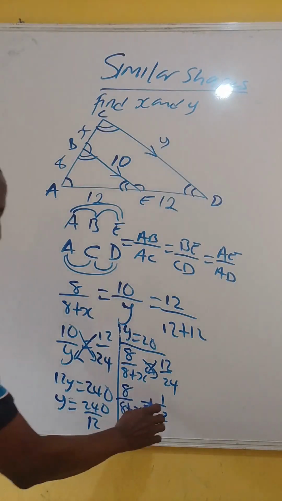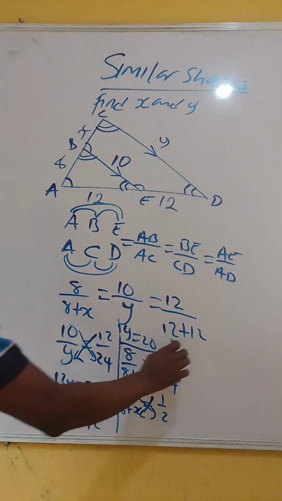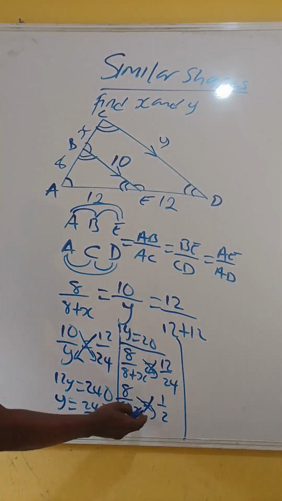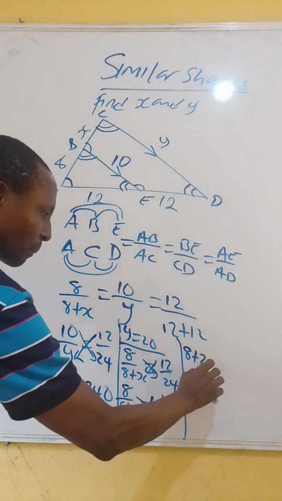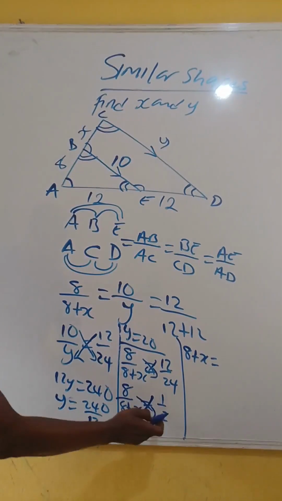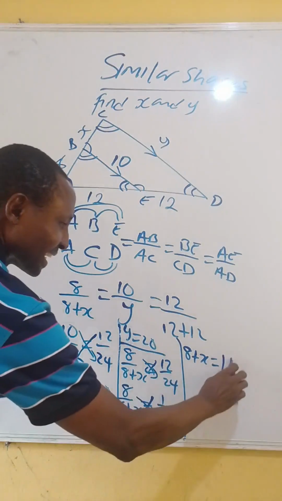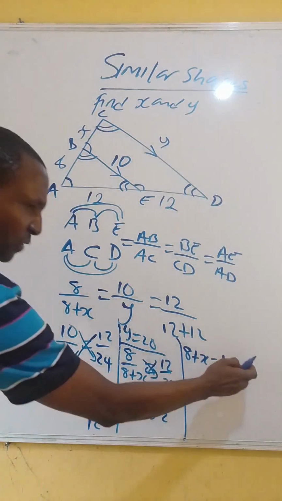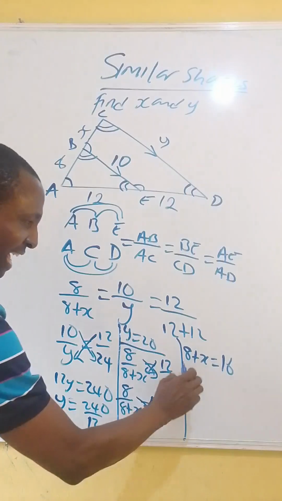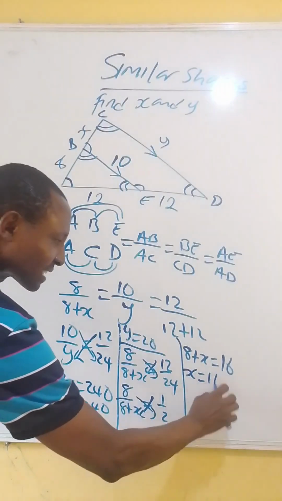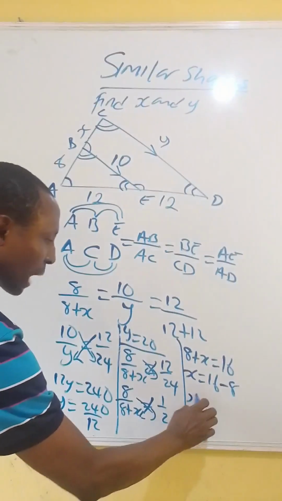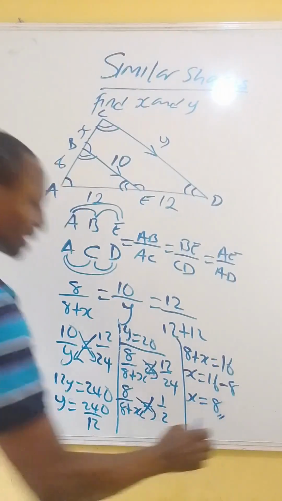So from here, I can do my cross multiply. What do you have here now? 1 times 8 plus x gives us 8 plus x, equals 8 times 2, which is 16. So this 8, you move it to the other side. You transpose. x will remain on the left, 16 will remain where it is on the right, and 8 goes, becoming minus 8. Our x becomes 8.